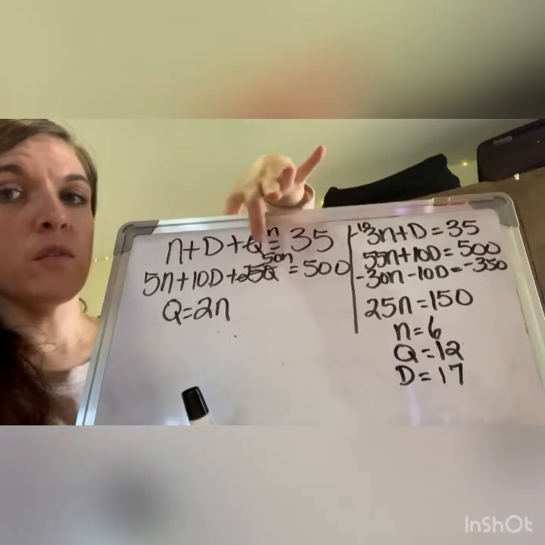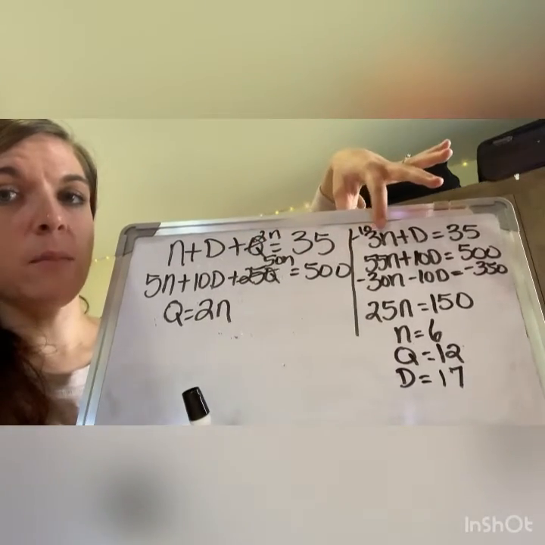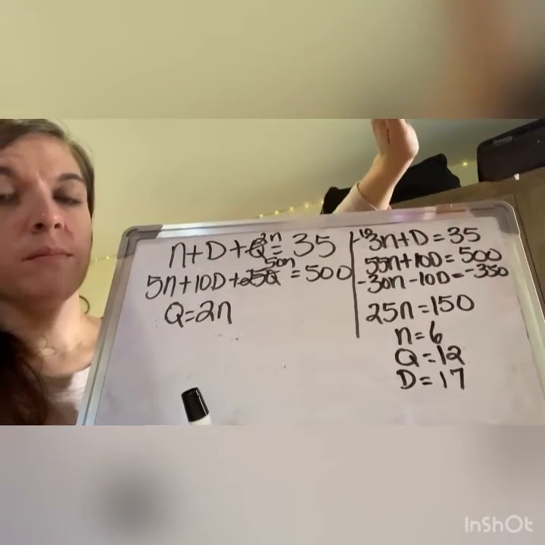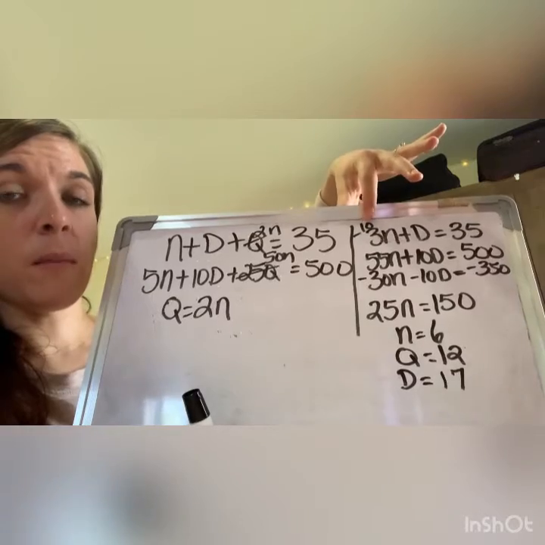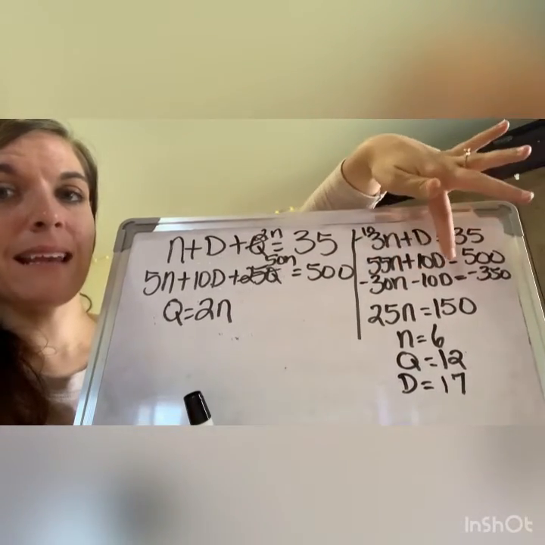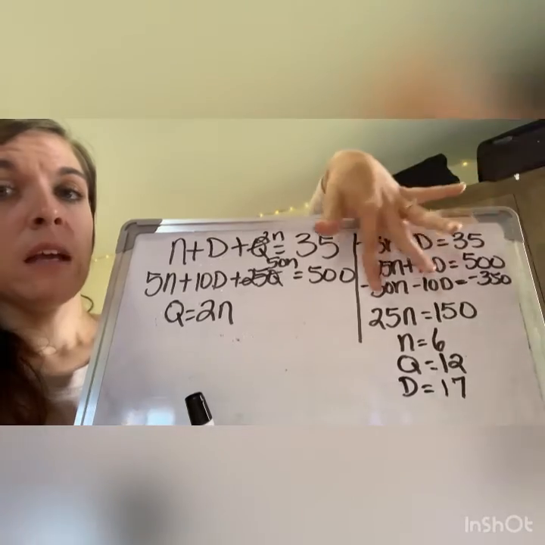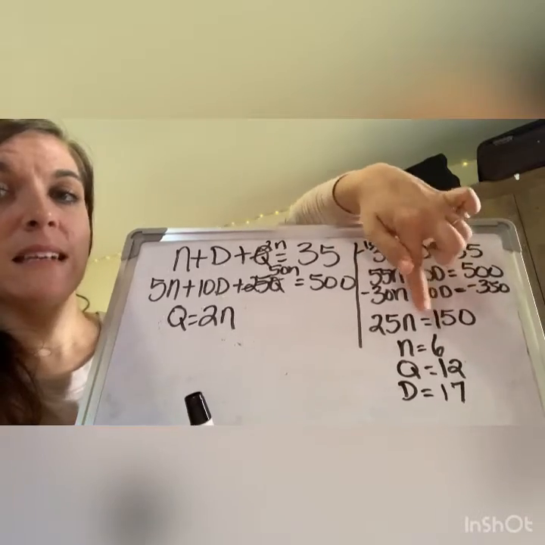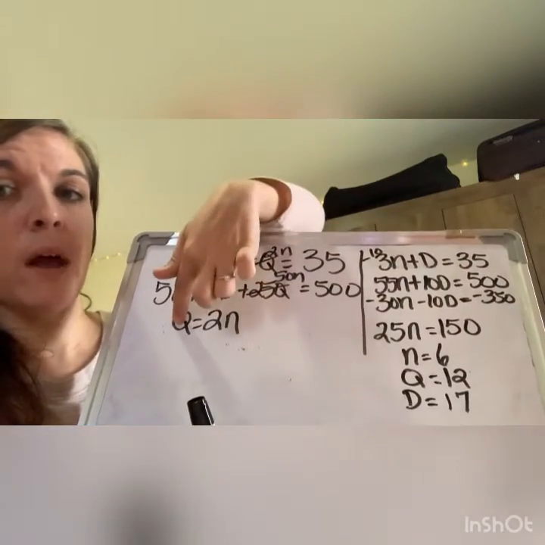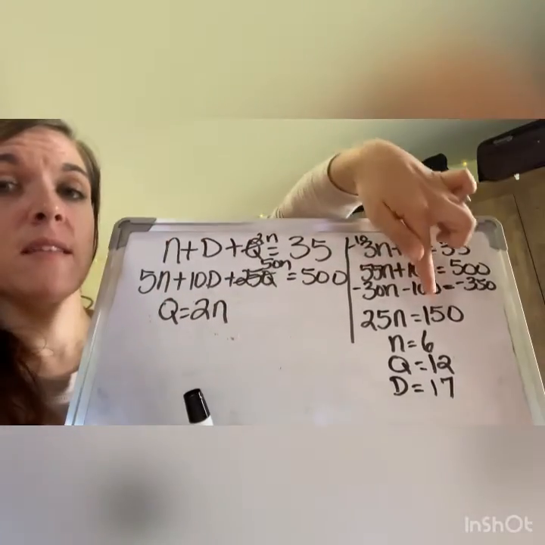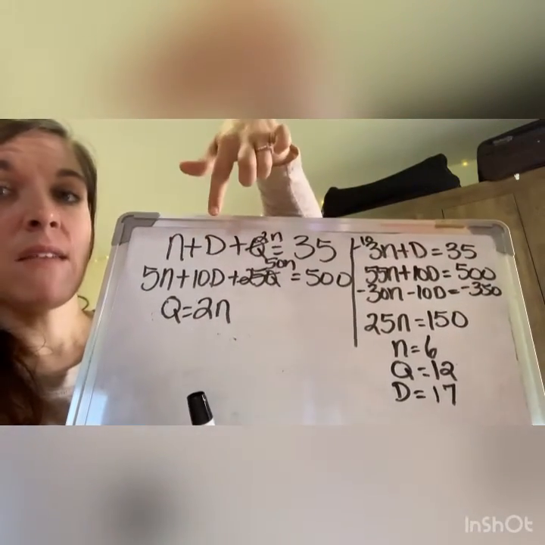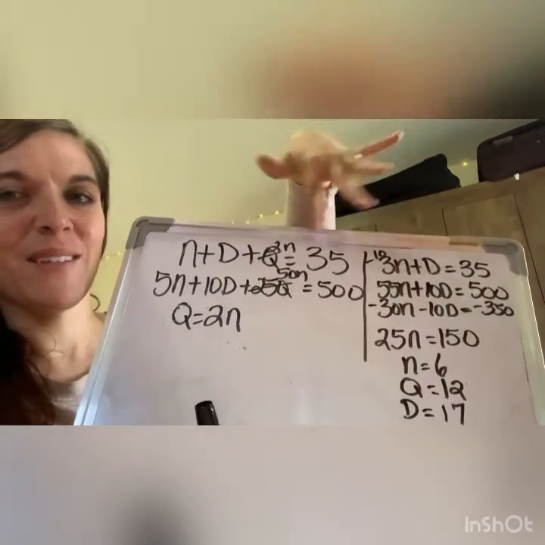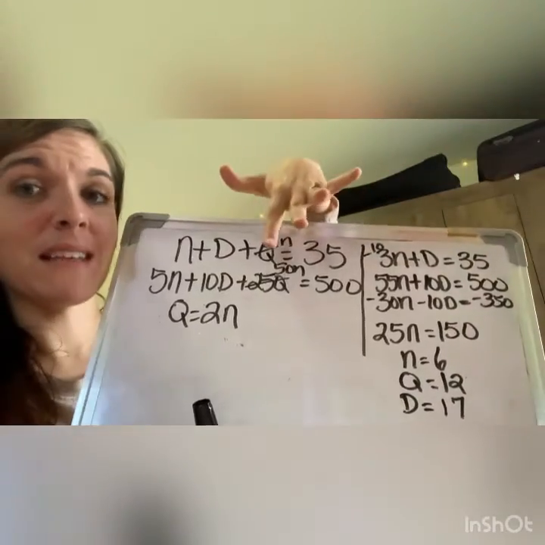I substitute in the 2 nickels for the quarters, and I rewrite the equation. 3n plus d equals 35, and 55n plus 10d equals 500. I multiply this one by negative 10 to get negative 30n minus 10d equals negative 350. Combine those two to get 25n equals 150, so n is 6. I put that 6 into here. 2 times 6 equals 12 quarters, right? And then I put the 6 and the 12 into this one to get 17 plus d equals 35. Pardon, 18 plus d equals 35. So 35 minus 18 is 17.